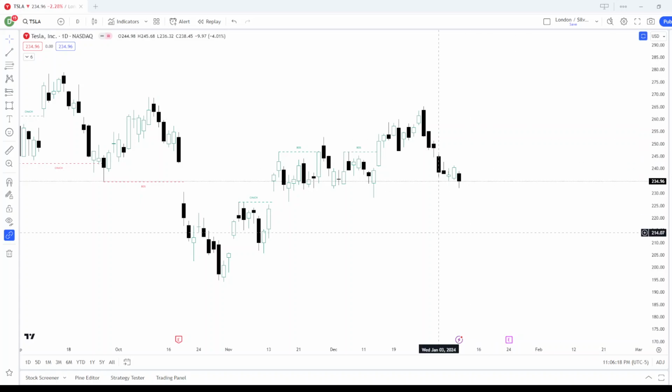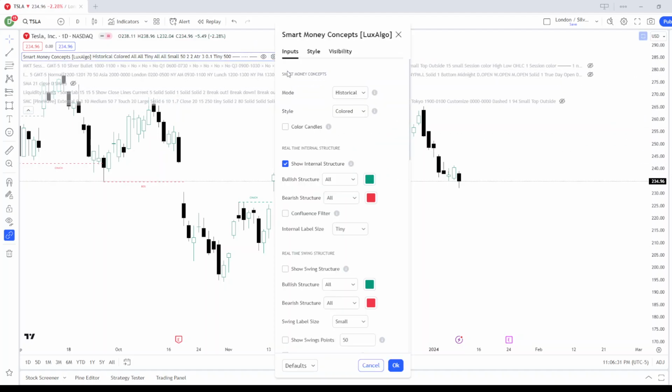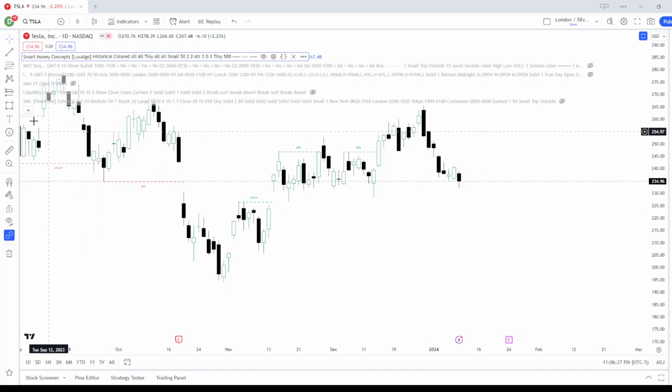So let's jump into the charts. Currently, you can see I have a nice clean chart here. I'm only running the indicator Smart Money Concepts by Lux Algo currently. On this chart, the only thing I have listed on that indicator is structure. I only have internal structure. I do not have swing structure. So that's all we're looking at right now.